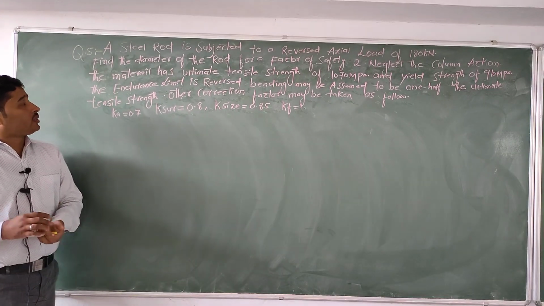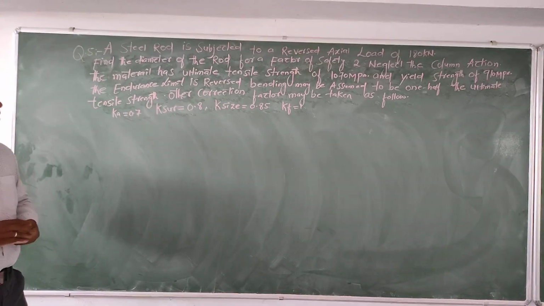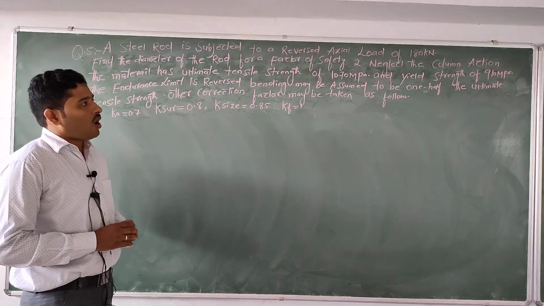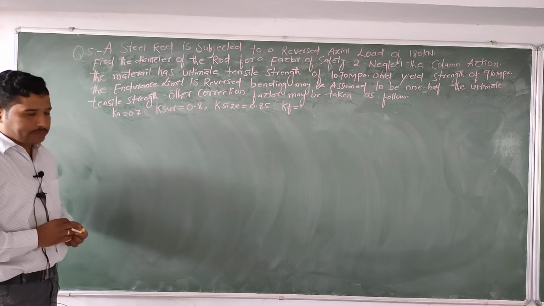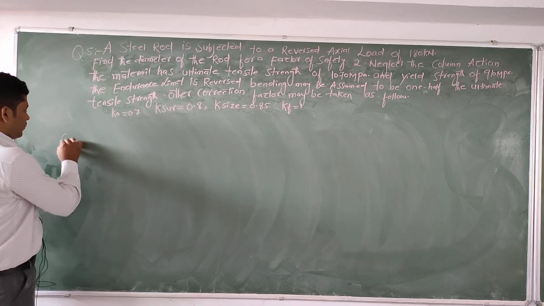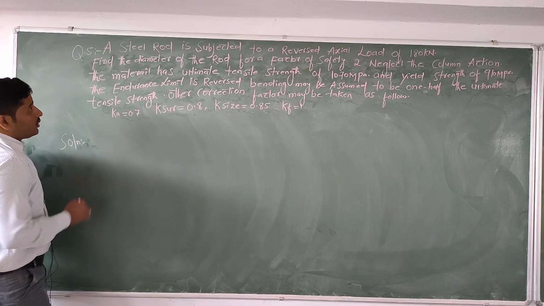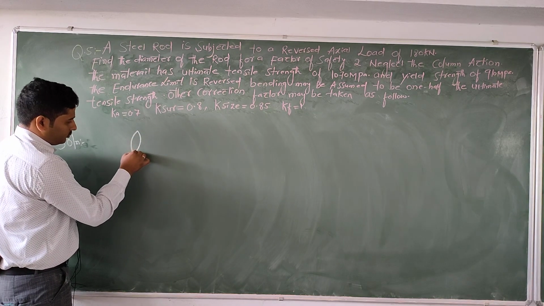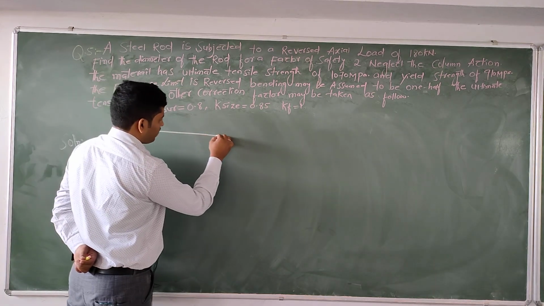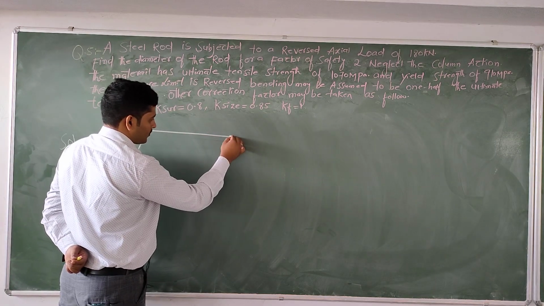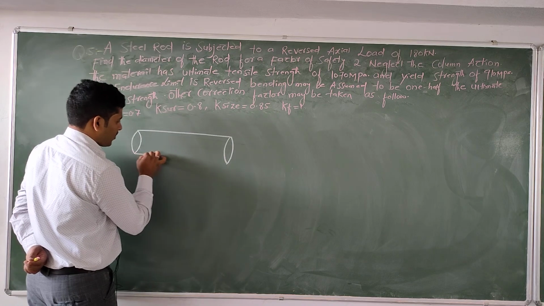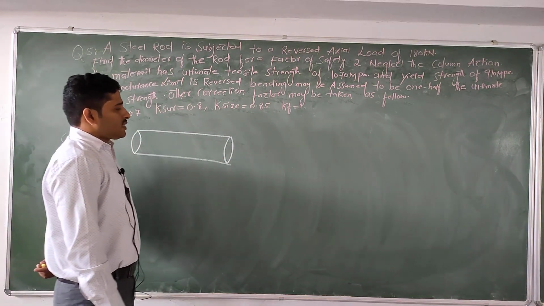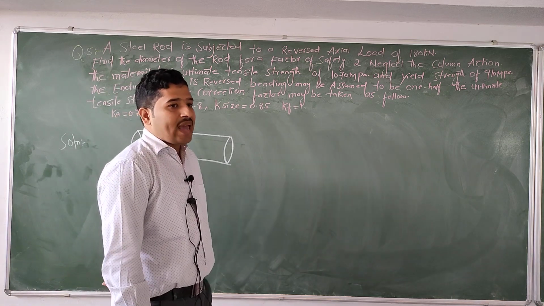First I will read the question. A steel rod is subjected to a reverse axial load of 180 kilonewton. So first thing is, I am taking the steel rod. On the steel rod, it is subjected to the reverse axial loading.